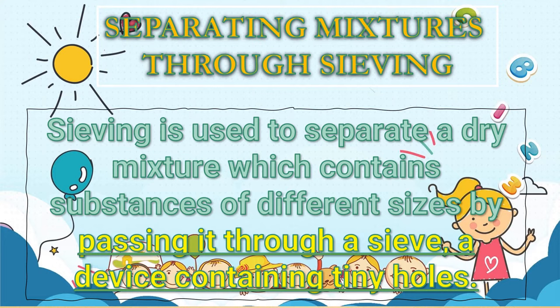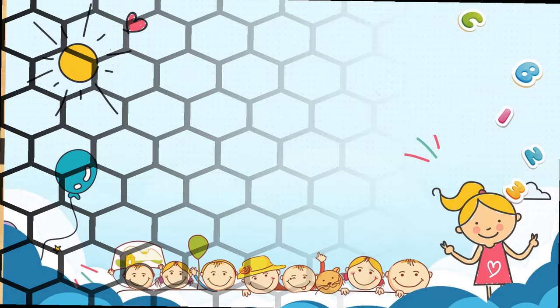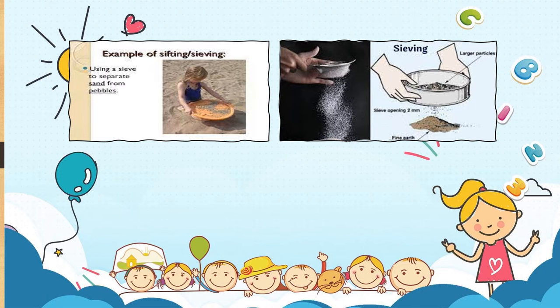Separating mixtures through sieving. Sieving is used to separate a dry mixture which contains substances of different sizes by passing it through a sieve, a device containing tiny holes. Here are some examples of separating mixture through sieving.